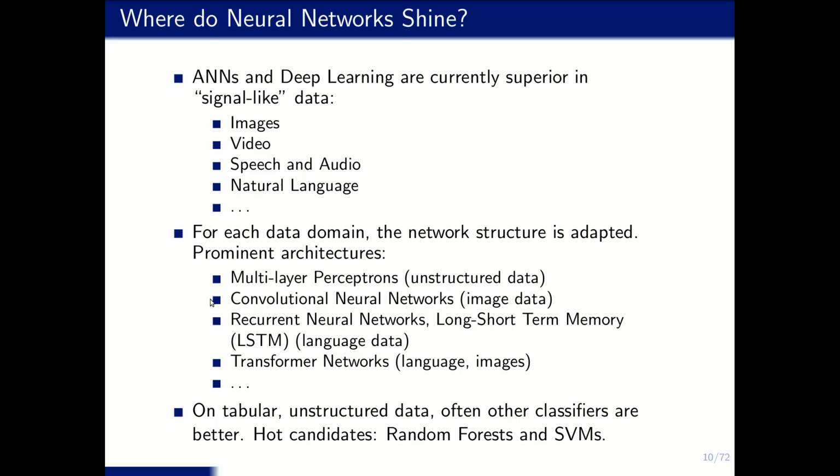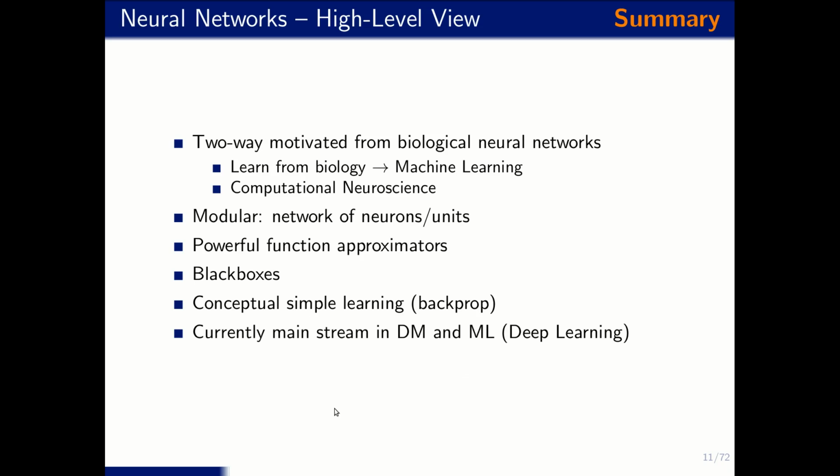Convolutional neural networks, which we will discuss in the next lesson, are in particular suited for image data. Recurrent neural networks, in particular long short-term memories, LSTMs, for sequence data like language, and transformer networks, which are essentially a more modern version of LSTMs. And so here neural networks really shine on this structured kind of data. On tabular unstructured data, however, where you would use a multi-layer perceptron, often other classifiers are actually better, like random forests and support vector machines. And this already concludes this section.